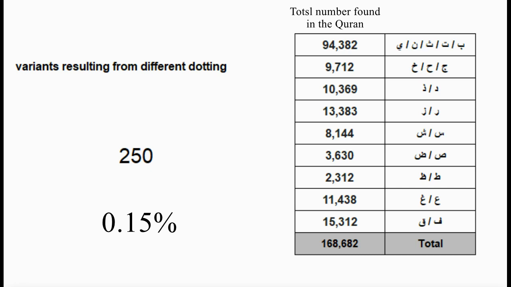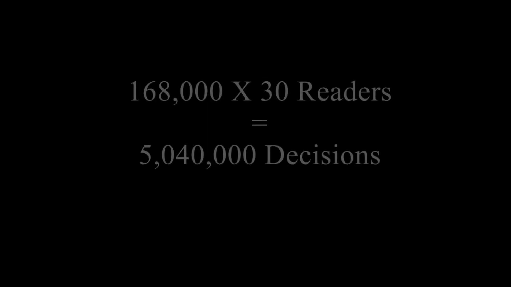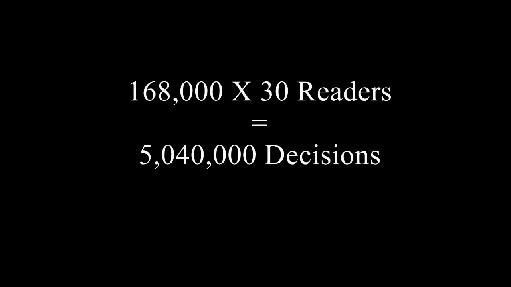0.15%. All of this time that Jay spent talking on this, trying to explain how difficult it is to read Arabic alphabets without dots, he was actually talking about just 250 variants. Well, wait, it gets even worse. Because we are not talking about just one individual. We are talking about, as Jay always claims, 30 readers.